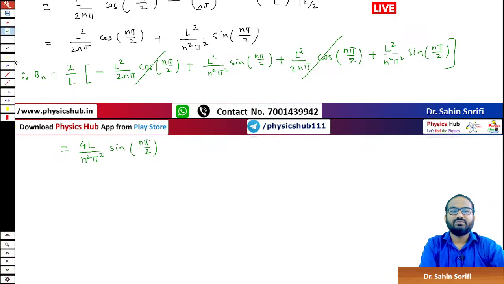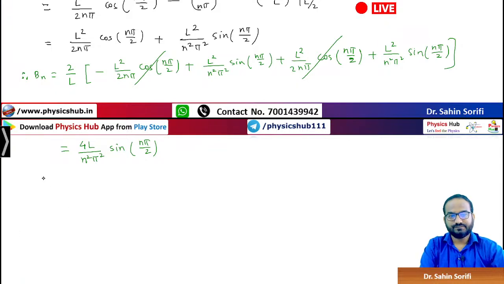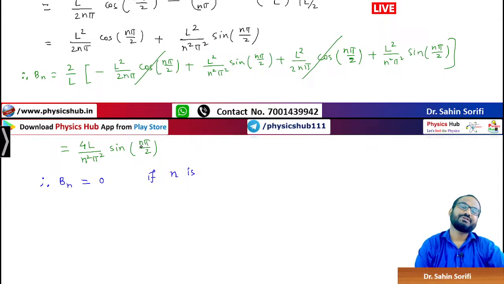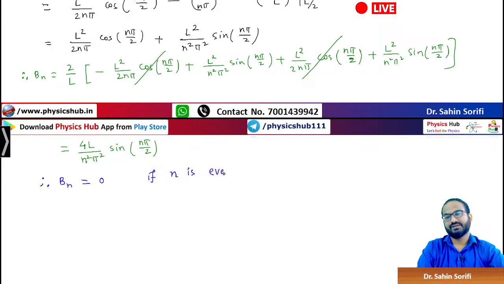Now this value of Bn will be 0 if n is, let's say 2, then sin pi, so that is 0. n equals to 4, sin 2 pi, that is 0. n equals to 6. Whenever you are choosing an even value of n, the Bn value is 0.